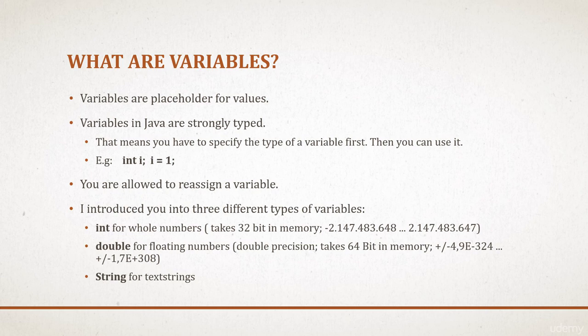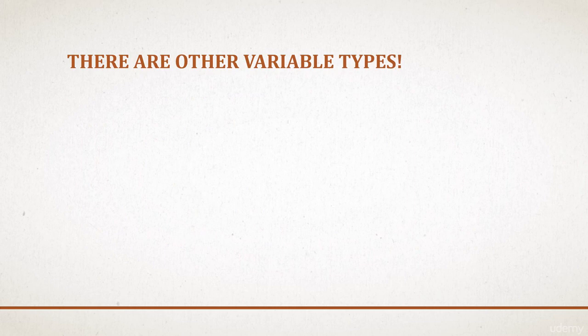And we introduced you to the string type, and this string type is for text strings. These three types of variables are very often used in Java programs, so I introduced you to these variable types first. But of course, there are other variable types in Java.